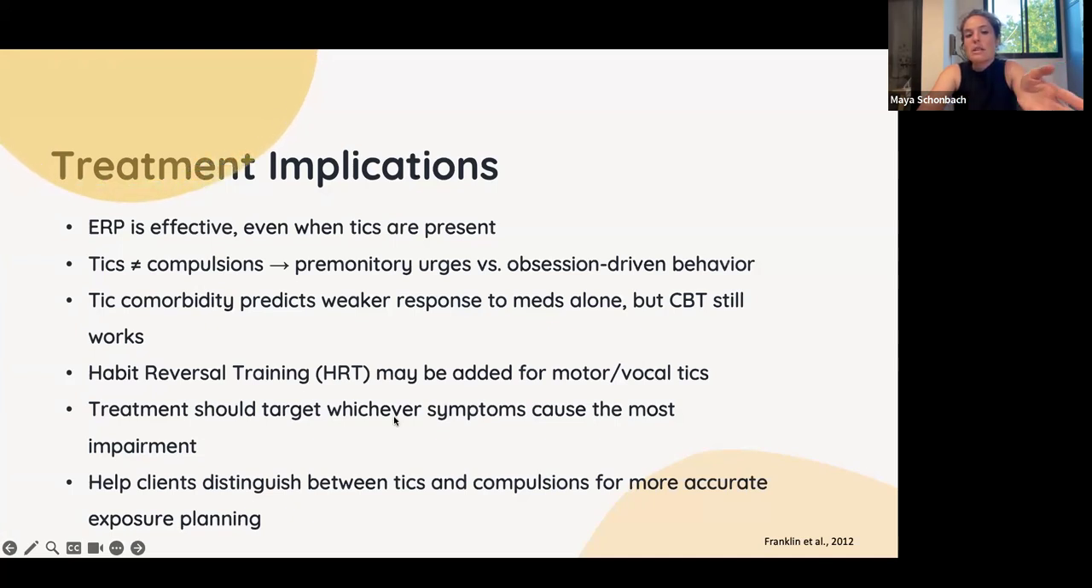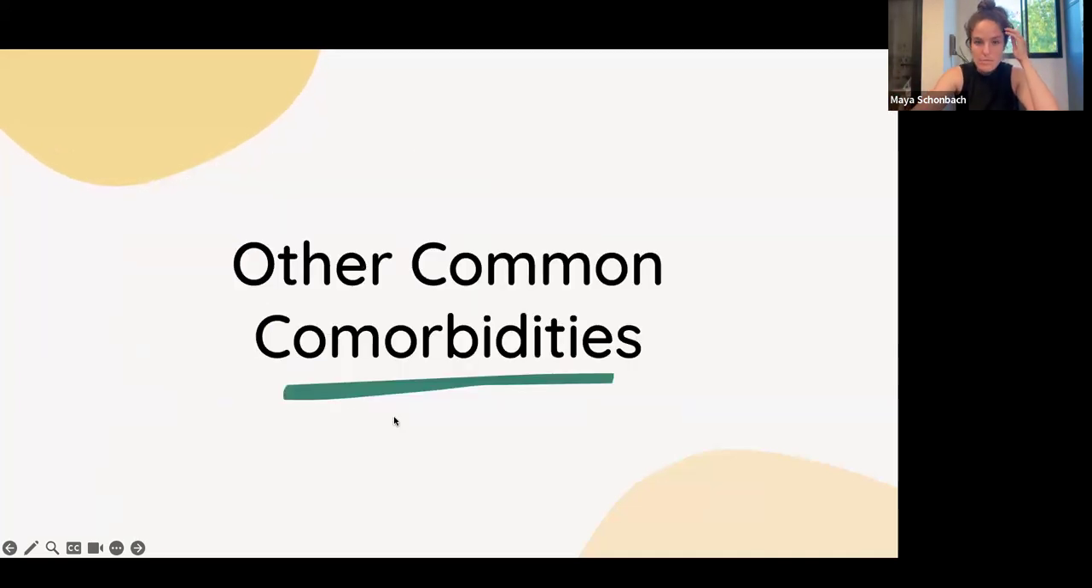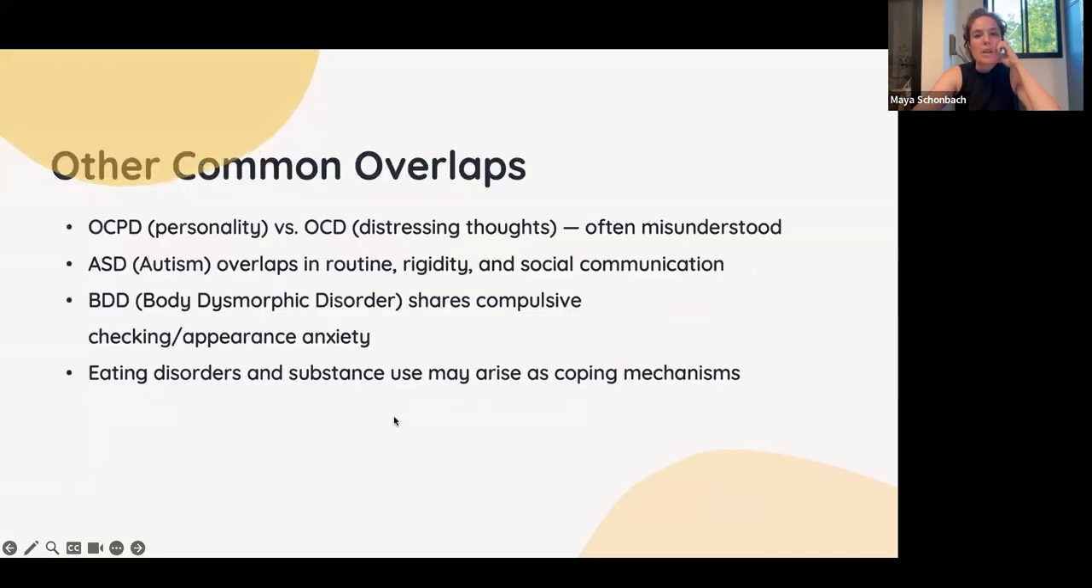And really, I wrote this here because the first step for treating both is to distinguish between the tics and the compulsions. And just that step alone can be really powerful and really helpful because it really improves a person's insight. And then it also helps the ERP become more targeted and more effective as you're treating the OCD. So let's just briefly do an overview of a few other common comorbidities and then we'll sum up.